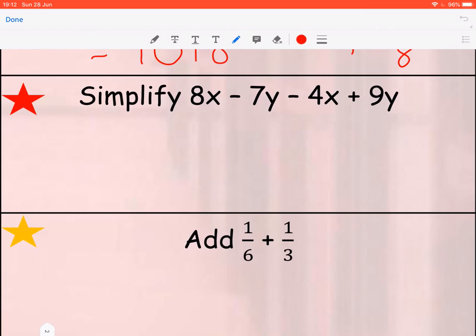Okay, a bit of simplifying. I'm going to put some rectangles around my x values. So I've got 8x and I've got minus 4x. It's important to get the sign in front of whatever letter you're dealing with.